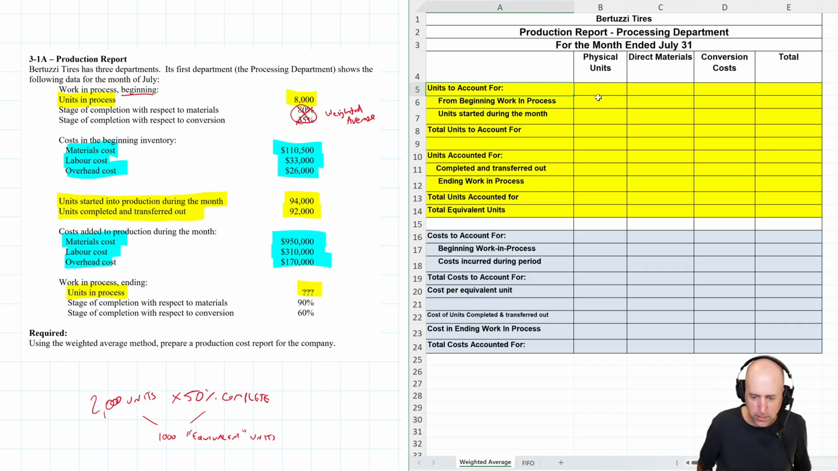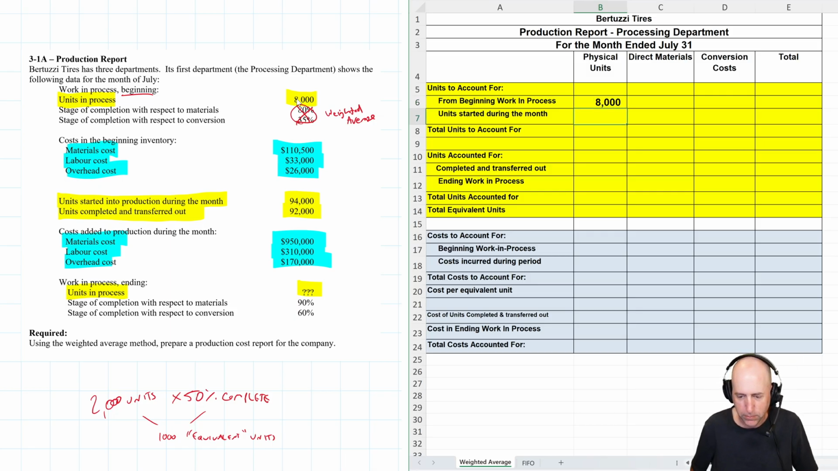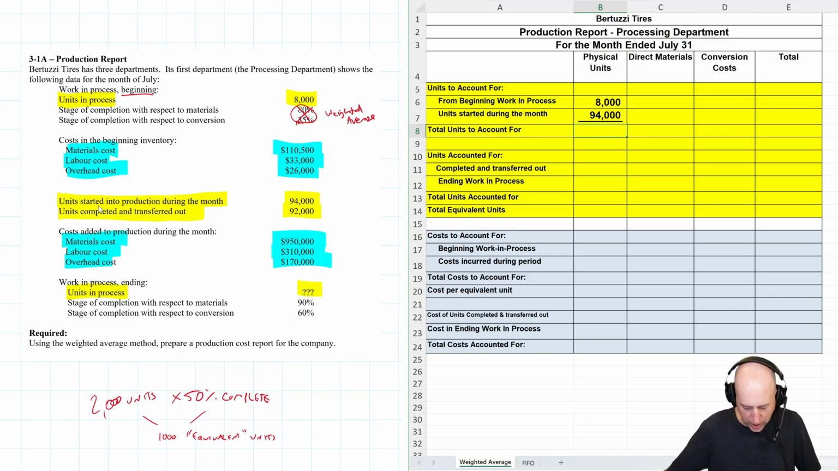Let's start though. Units to account for from beginning WIP. We're going to start by filling in this physical unit section. That's going to be step one here. So units to account for from beginning work in process. I'm looking for yellow numbers there. WIP beginning units in process, 8,000. So 8,000 is my number. Units started. Again, I'm looking for yellow numbers. There's one called units started. Let's go with that. 94,000. 8,000 plus 94,000, my total units to account for. 8,000 plus 94,000, it's 102.